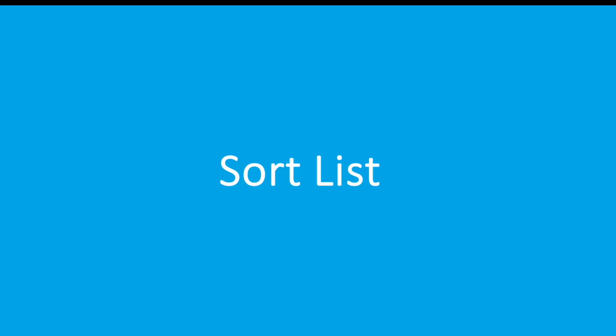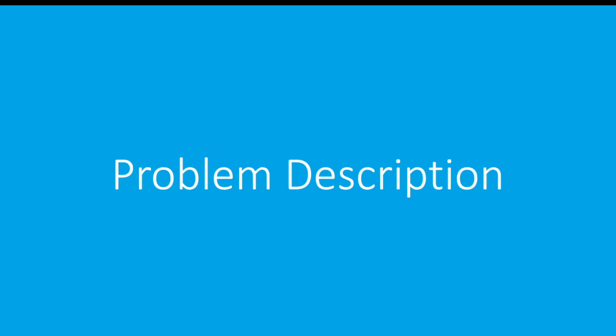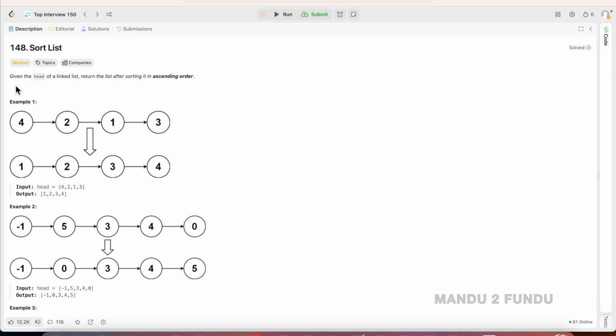In this video, I'm going to discuss sorting the elements in a linked list. Let's look at the problem description. We are given the head of a linked list and we have to return the list after sorting it in ascending order. Let's take a look at example 1.